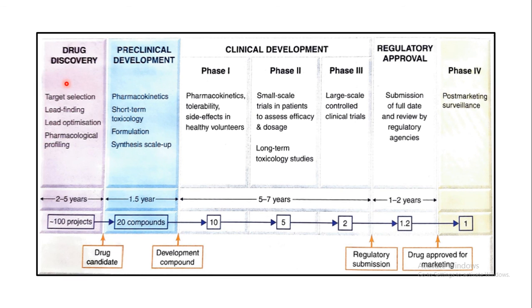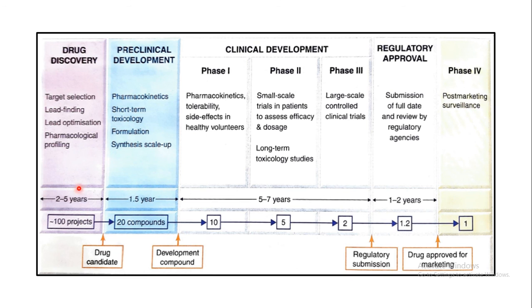So the first step is the drug discovery, wherein you select a target, find a lead compound, lead optimization is done, and then pharmacological profiling of your drug is done. Usually hundreds of such drugs or chemicals may be studied for the new drug development, and this process may take around 2 to 5 years.